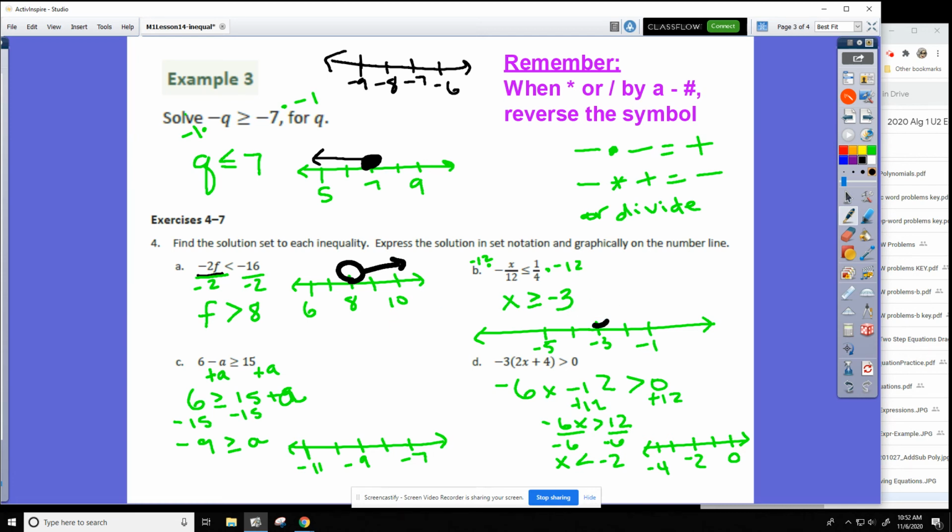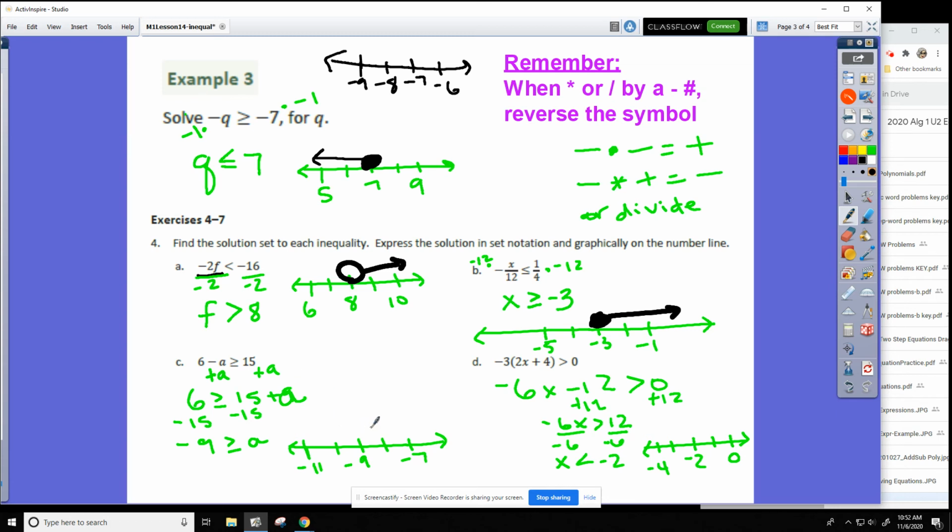This one at negative 3, I have a solid dot, and I'm going greater than. Now 0 will work. So 0 divided by 12 is 0. 0 is less than 1/4. Yes, it works. You could also try 10 here, and 10 should work. Okay.